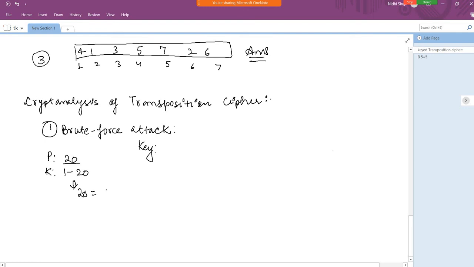So what will be the factors of 20? That is 1, 2, 2 and 5. So the number of columns can be 1, 2, 4, 5, 10 and the last one is 20. In this number of columns, column 1 and column 20 will be inappropriate in order to generate the ciphertext. So the remaining ones are 2, 4, 5 and 10.